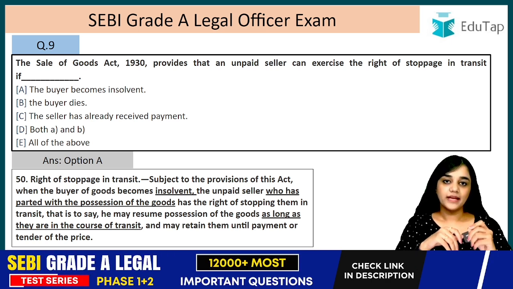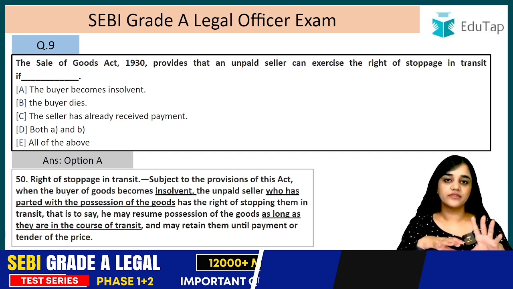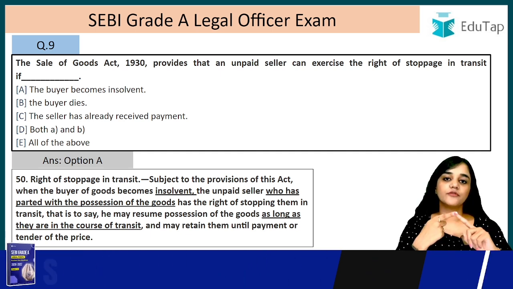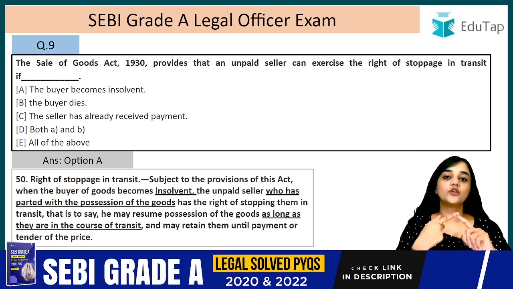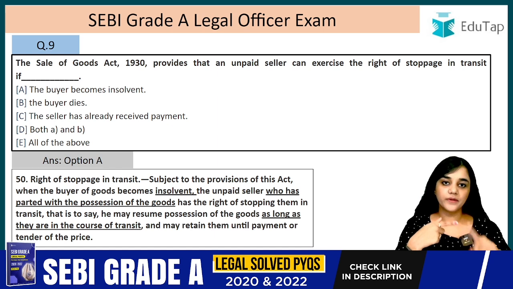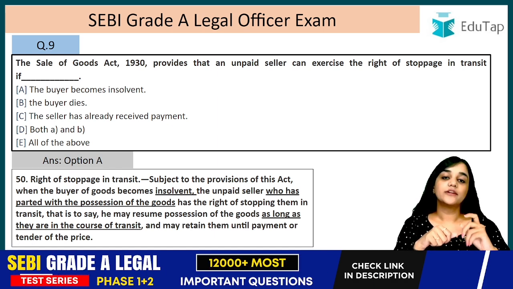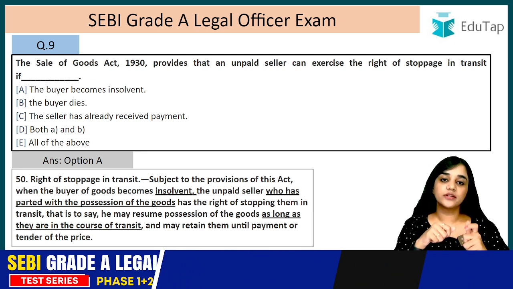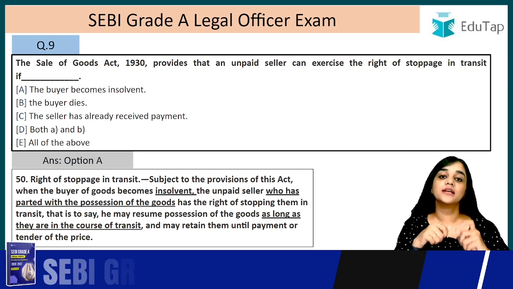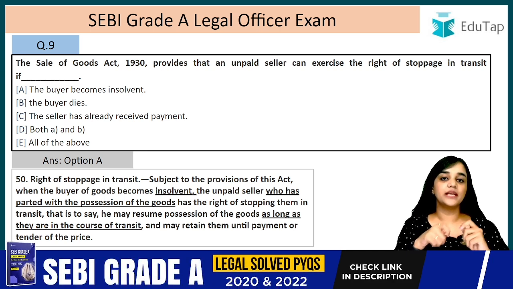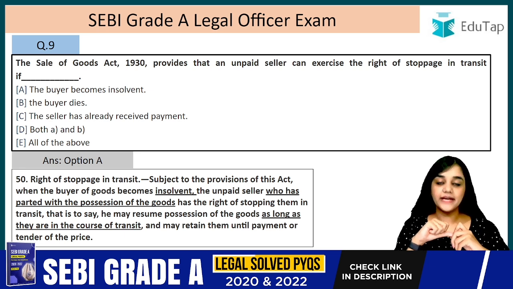I was talking about the carrier, right? There could be 3 conditions of the carrier. Please understand, this is very simple. The first condition is, for example, if the carrier is the agent of the seller. Can he stop his goods in transit? The answer is no, because the agent of the seller means the seller has the constructive possession. It may not be the actual possession, but the constructive possession lies with the seller only, because the carrier was the agent of the seller. So in this case, he cannot exercise his right under section 50.